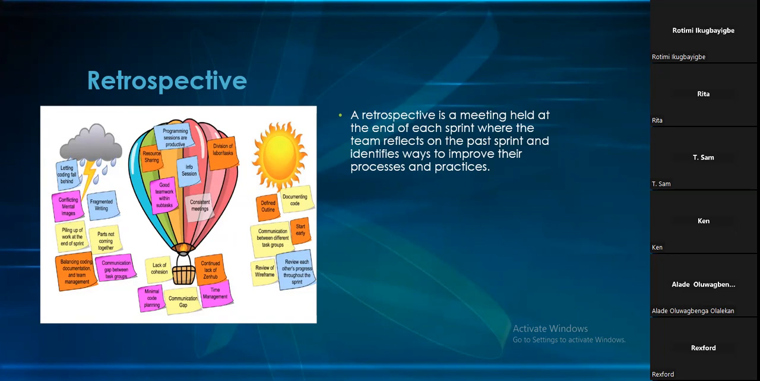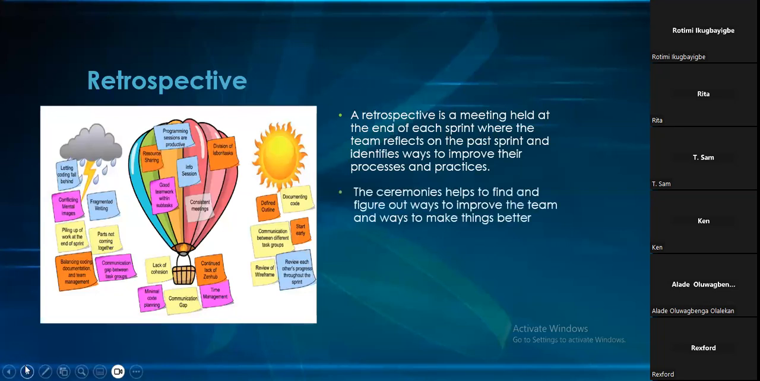So it's done at the end. It's just to inspect ourselves and to adapt to changes: what didn't go well, what went well, and all that. What are the things we should keep doing? There are different perspectives. If you go to Google, you'll see a thousand and one ways of doing retrospective. Anything that works for your team, anything that makes you guys happy, just do it. So the ceremony helps to figure out ways to improve the team and make things better.